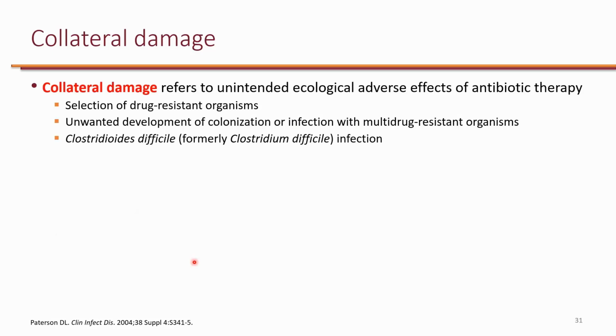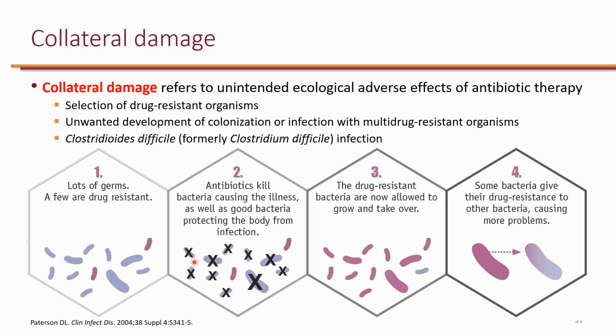The concept of collateral damage refers to unintended ecological adverse effects of antibiotic therapies, and this includes selection of drug-resistant organisms as well as unwanted development of colonization or even infection with multi-drug resistant organisms. Here's how selective pressure works. The normal flora includes a diverse population of bacteria, and this diversity is beneficial for health because these organisms can actually compete with pathogenic bacteria for growth. So they actually prohibit the growth of pathogens.